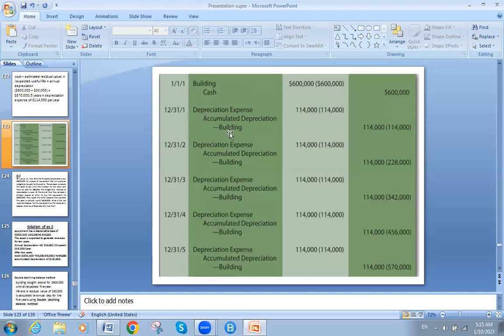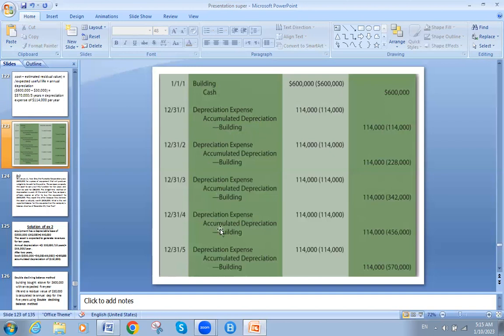That is the buildings. How much is it? 114,000. Why? This is the annual depreciation which we calculated, 114,000. So it will go from the depreciation into the accumulated depreciation. What is the account of the accumulated depreciation?